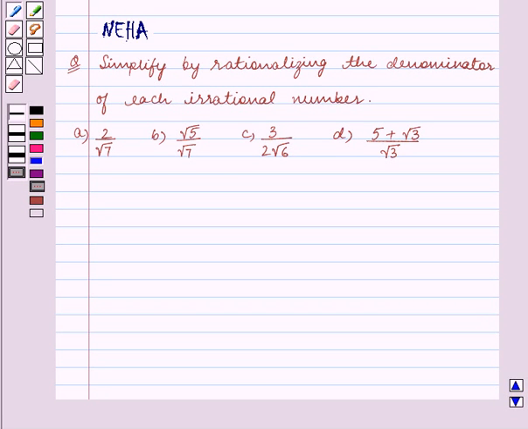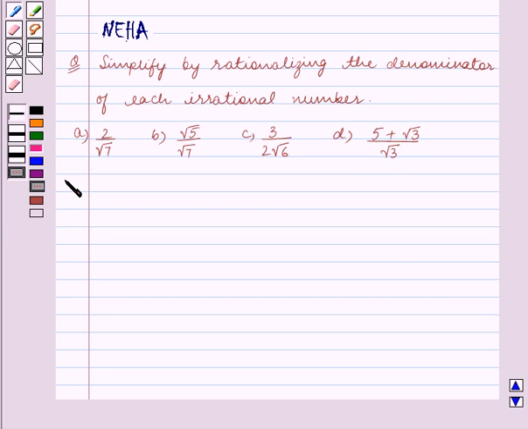In this session, we will discuss the following question, and the question says, simplify by rationalizing the denominator of each irrational number. Part A, 2 by root 7, part B, root 5 by root 7, part C, 3 divided by 2 into root 6, part D, 5 plus root 3 whole divided by root 3.